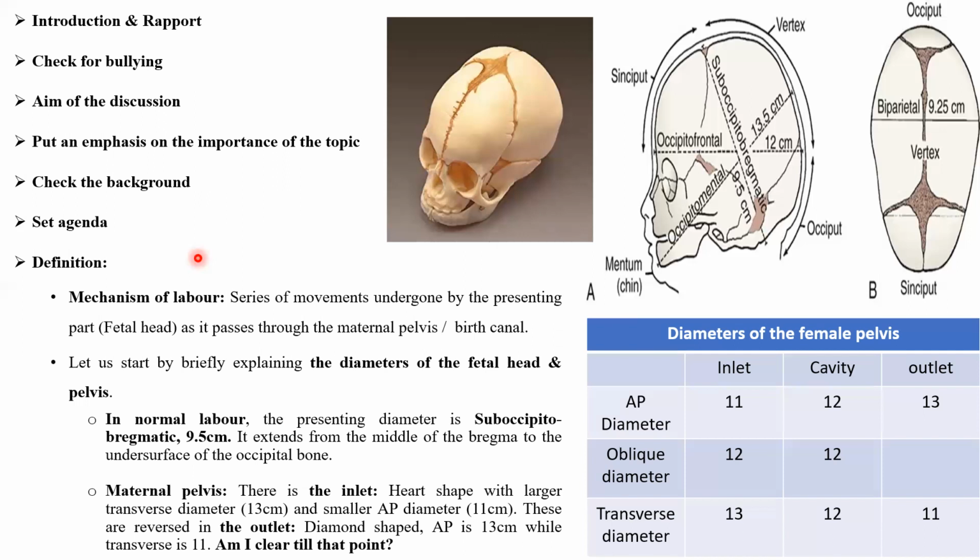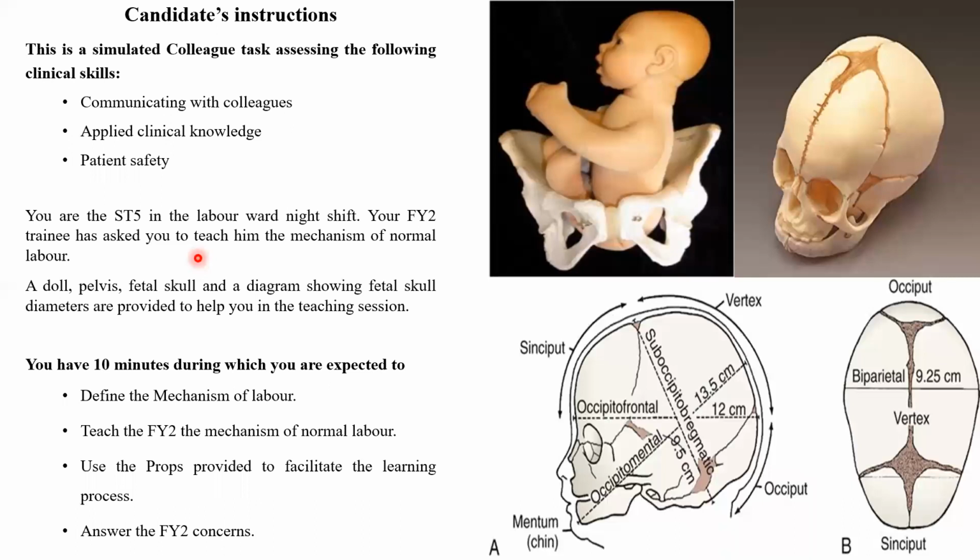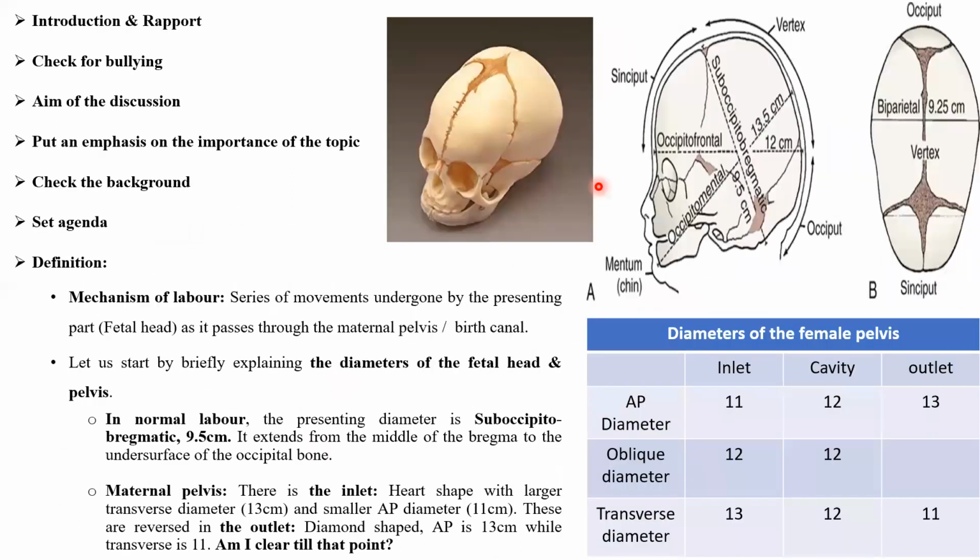Now check the background of the trainee and ask him, what do you know about the mechanism of normal labor? Usually he will say, I know some few information from the medical college, but I need to know more. So you will take him through your agenda. And here in the station, the agenda is written clear again. The mechanism of normal labor, you have to define it. You have to take him through the steps of the mechanism of normal labor using the probes and mannequins provided during the station. So the agenda will be, okay, Sam, so let's be organized.